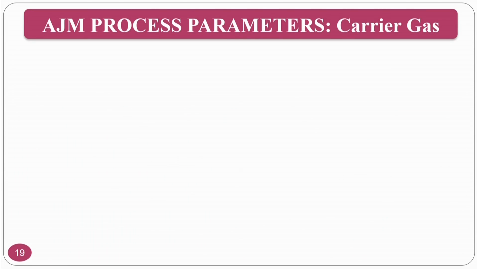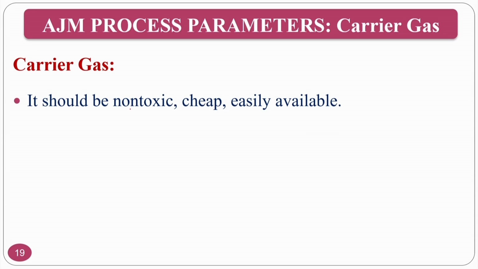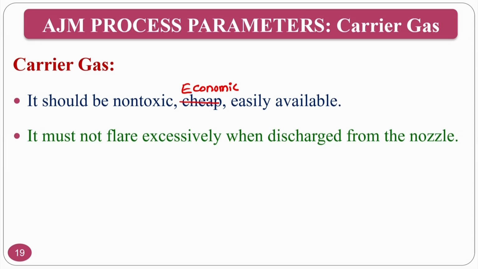So the second one is a carrier gas. Normally a carrier gas should be non-toxic, cheap, easily available. I can say instead of cheap, you can say economic, which is a good word to use rather than cheap. It must not flare excessively when discharged from the nozzle. That means that it should not diverge much. If it is diverged, then what is my requirement will be gone.